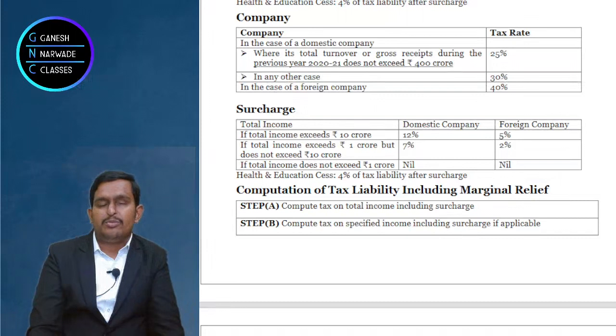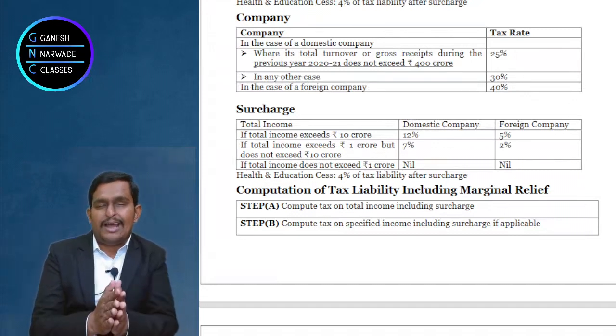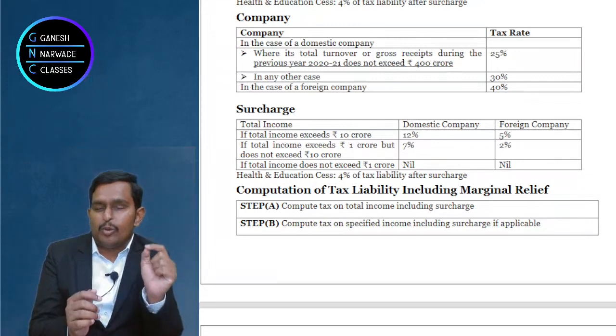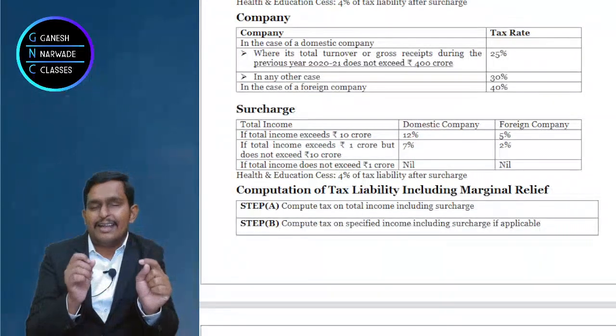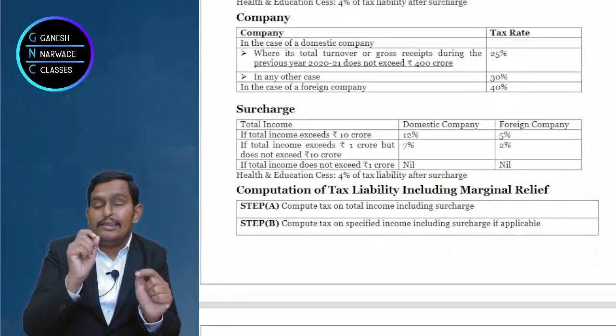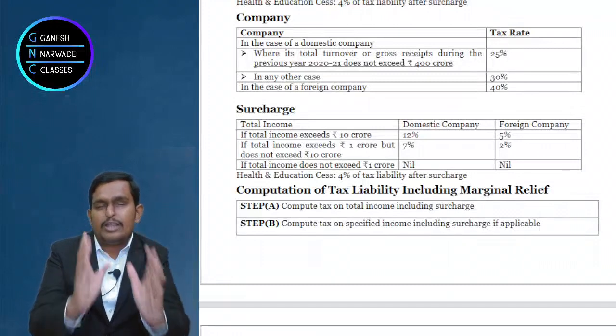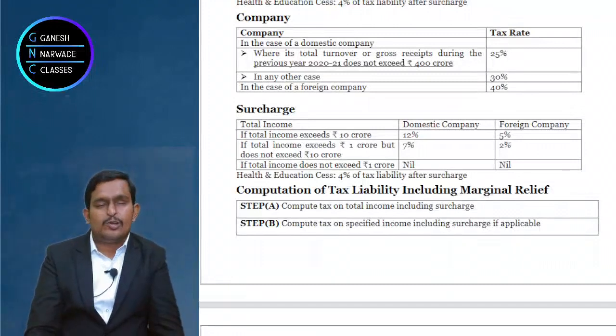If your income is more than 10 crore, that is 10 crore 1 rupee or more. Income I am talking about, turnover nahi. Income 10 crore 1 rupee or more, 12% surcharge. Okay. This is all about domestic company. For domestic company, tax rates based on turnover and surcharge rates based on income. Difference is very explicit. Right? You should not get confused.